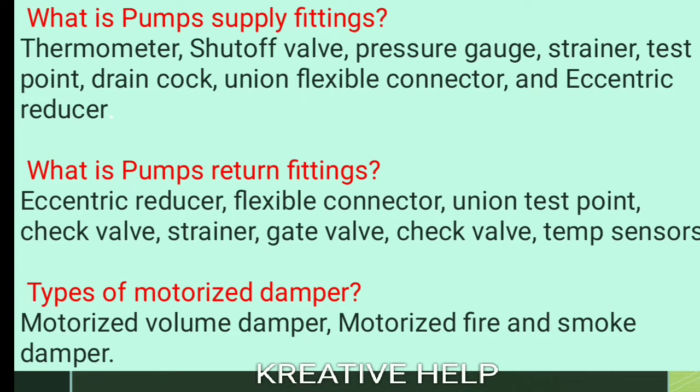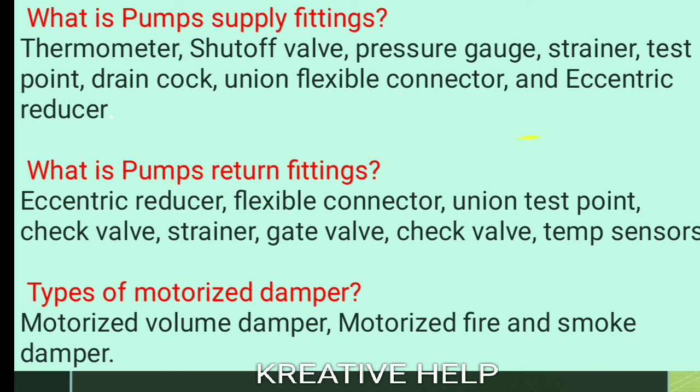So if someone asks what the pump supply fitting is, you have to answer like this: the thermometer, shut off valve, pressure gauge, strainer, test point, drain cock, union, flexible connector, and eccentric reducers. Don't worry, you will see all the pictures in the next slides.